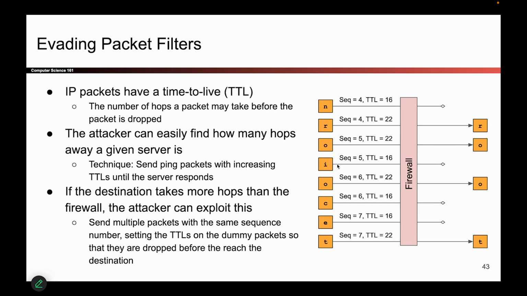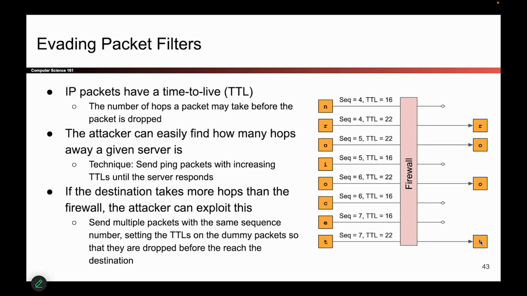But then we'll send I with sequence number 5 again, and TTL 16. That one doesn't reach the server because TTL is low. But the firewall will see it. So by the way, here we're assuming the firewall is fewer than 16 hops away, so it's receiving everything. Then we might send O, and that reaches the server. We send C, E, those don't reach the server. And we send T, and that reaches the server.